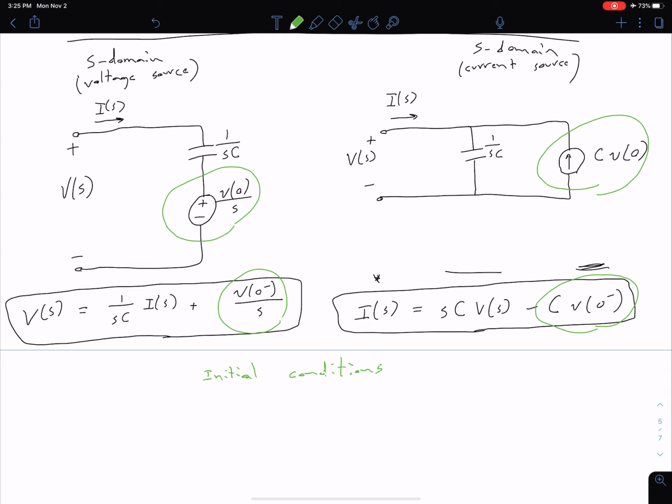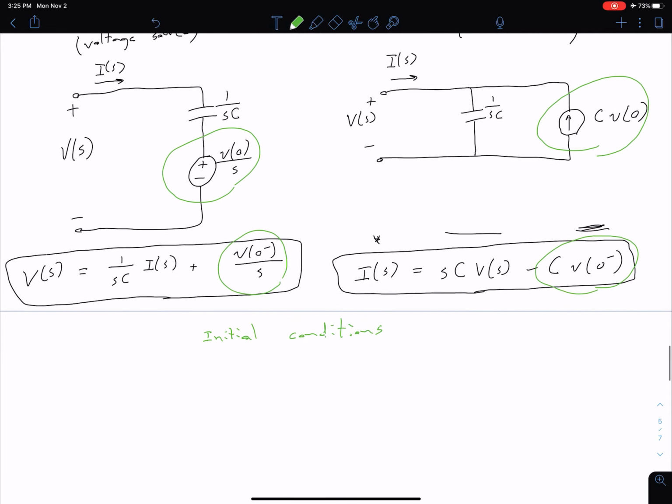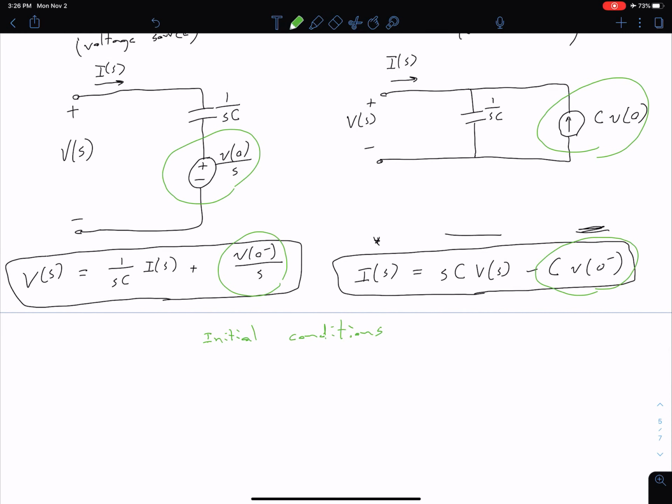And so our initial conditions for a capacitor is going to be voltage, but you might also see that reported as initial capacitor energy, and so we can relate that from our energy in the capacitor is equal to 1/2 CV squared. So that's how we can relate energy to voltage in a capacitor.